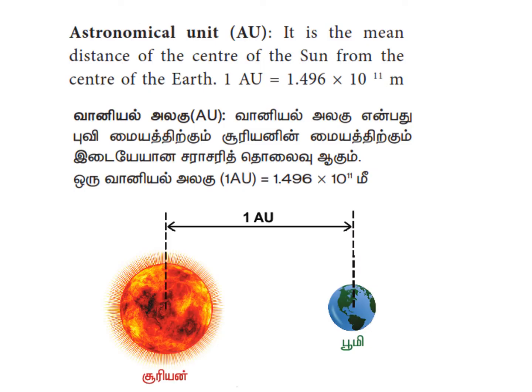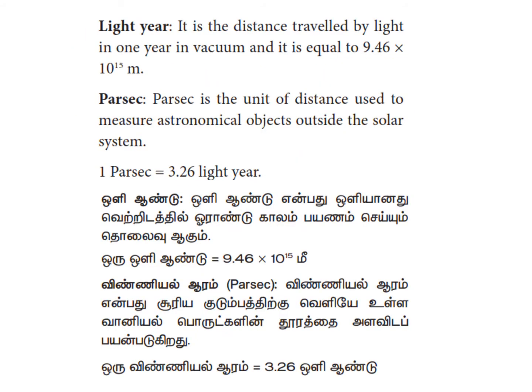Astronomical unit. It is the mean distance of the center of the sun from the center of the earth. 1 AU is equal to 1.496 into 10 power 11 meter. Light year. It is the distance travelled by light in 1 year in vacuum, and it is equal to 9.46 into 10 power 15 meter. Parsec. Parsec is the unit of distance used to measure astronomical objects outside the solar system. 1 parsec is equal to 3.26 light year.